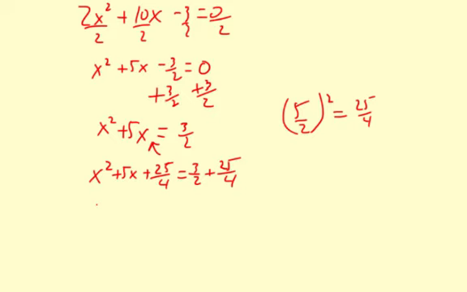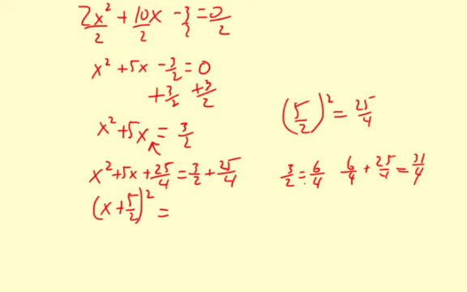The left side can be written as a binomial squared. It's going to be x plus 5 halves squared equals, then we need to do a common denominator here. So 3 halves equals 6 fourths. So I'm going to do 6 fourths plus 25 fourths equals 31 fourths.